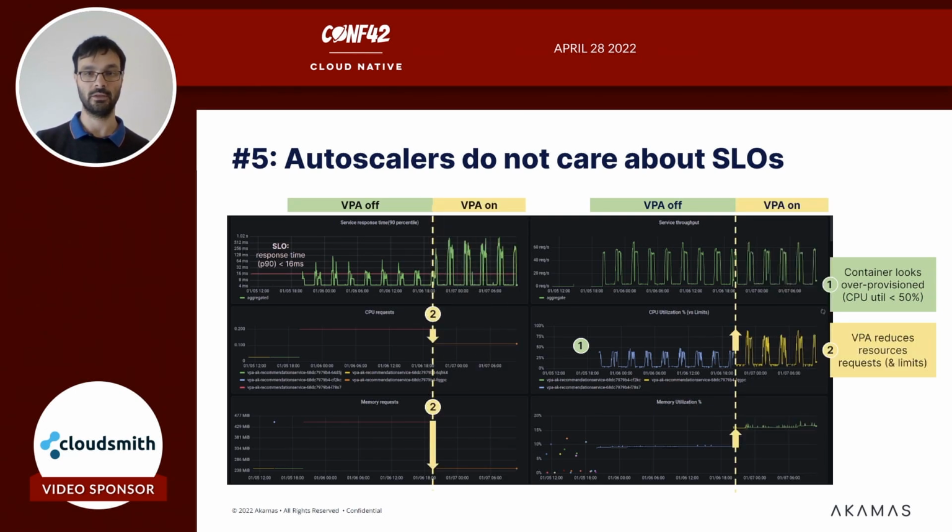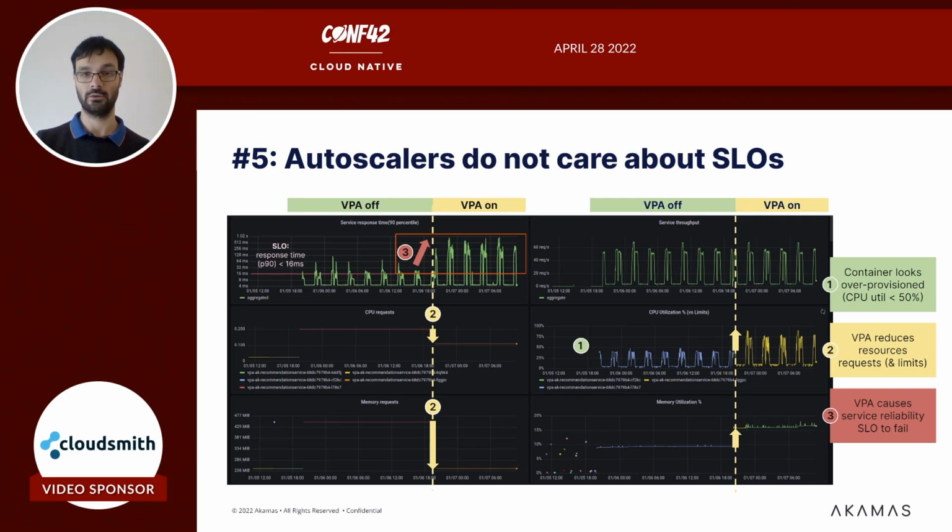It's interesting to see that the VPA immediately decided to reduce the assigned resources. In particular, it cut in half the CPU requests. This is likely due to some apparent over-provisioning of this service, as the CPU utilization was below 50%. However, with the new settings suggested by the VPA, the latency of the microservice skyrocketed, breaching our SLO.